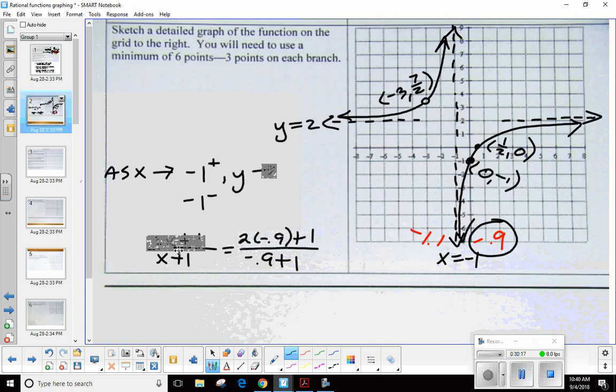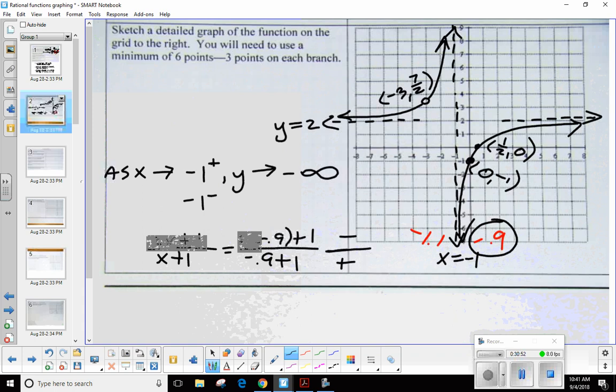And again, I'm not interested in the number itself. I just want to know, would it be positive or negative? So 2 times a negative 0.9 plus 1. That would definitely be a negative number over negative 0.9 plus 1. That would be a positive. So what's a negative divided by a positive? A negative. So as we approach negative 1 from the right, we'd want to go to negative infinity. And look what happened on the right. What'd he do? He wanted to curve down.